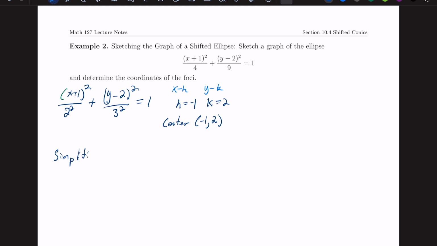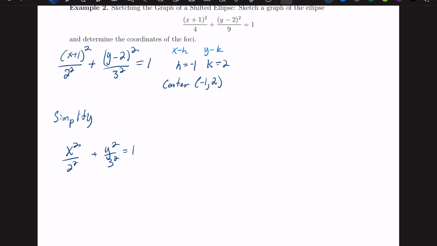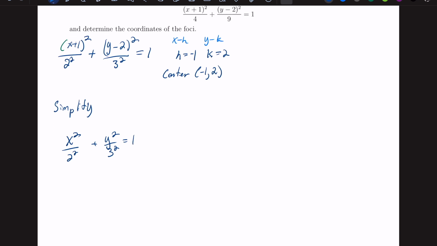Simplify. Okay, I'm going to simplify. And to do that, we're just going to remove x minus h or y minus k and just replace with straight x. And so here we have x squared over 2 squared plus y squared over 3 squared. So we're going to look for the simplified one.